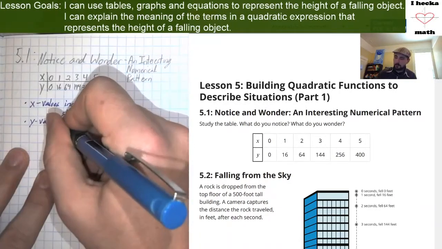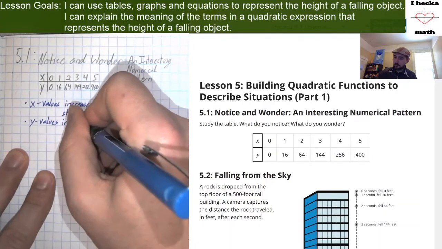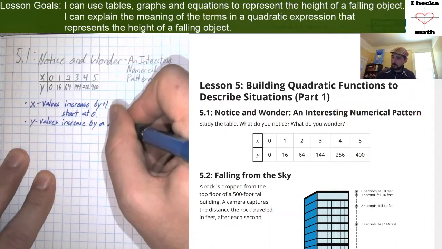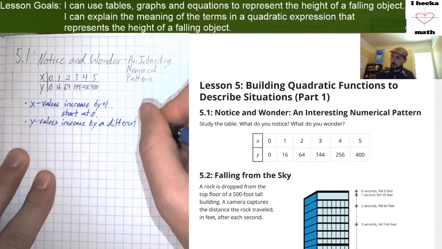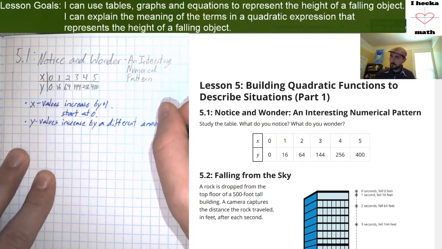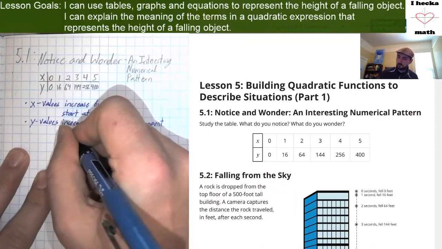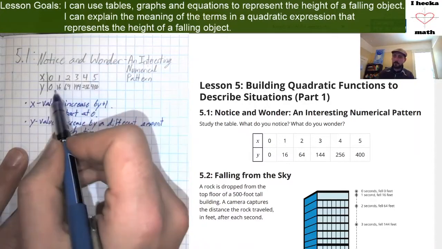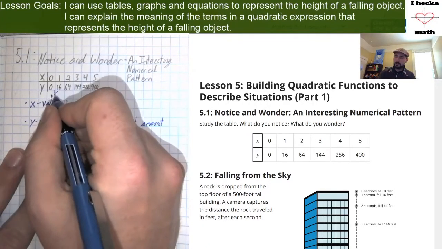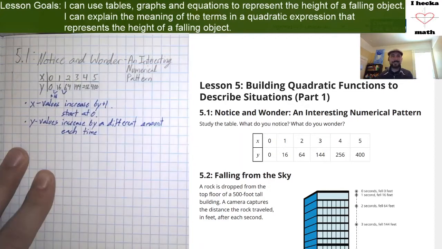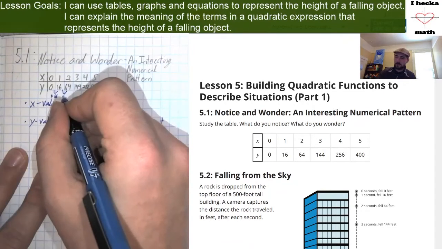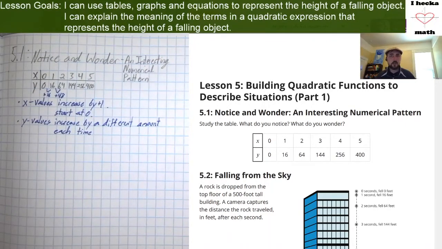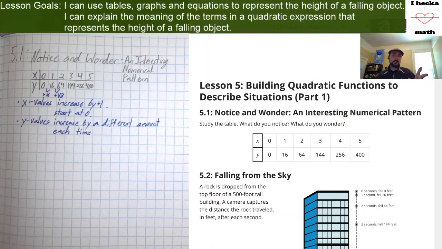The y values, though, still increase, but they increase by a different amount each time. And then maybe you said something like that as well. So I'm looking at this, the jump from 0 to 16 is +16. But the jump from 16 to 64 is more. It's actually +48. And then it just keeps getting bigger and bigger and bigger from there. You might have noticed or said other things about the y values.